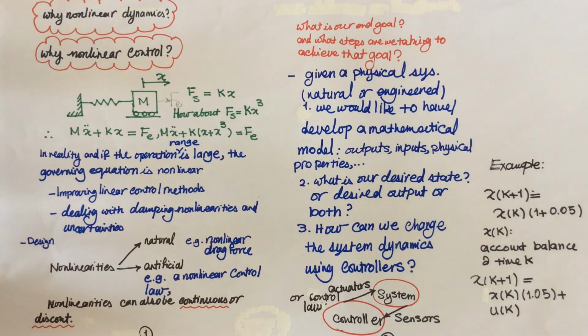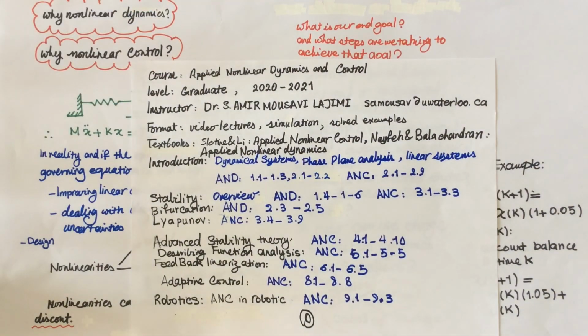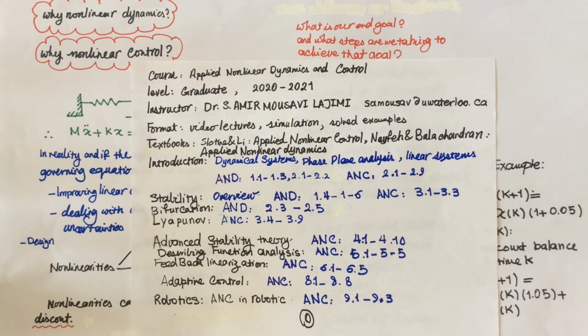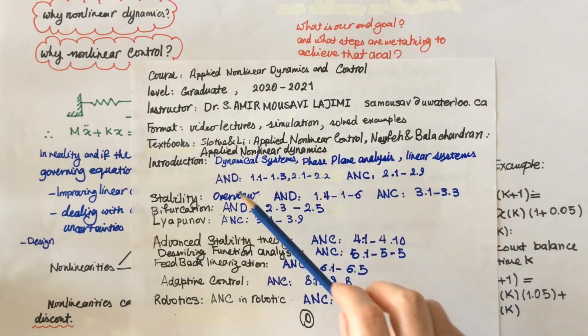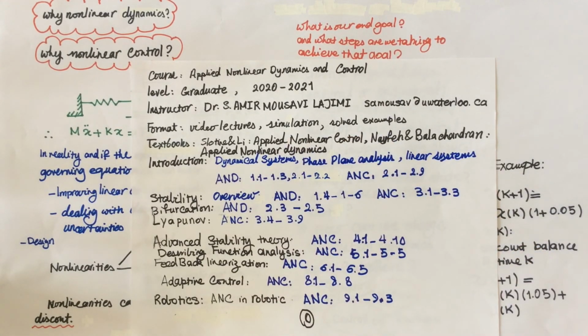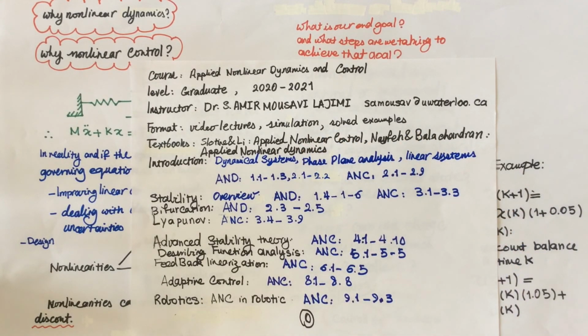All right, so this was the course overview. More than half of the course is nonlinear dynamics, and then I move to nonlinear control. I'm going to use mostly these two textbooks simply because they were my textbooks. I had a multivariable control course based on this textbook, and I had a nonlinear dynamics course based on this textbook. So these are the two textbooks I'm mostly using.